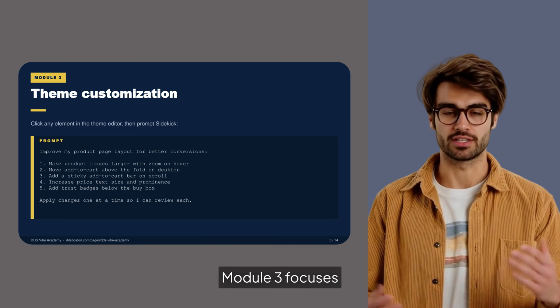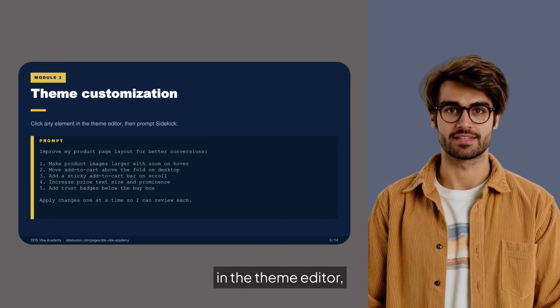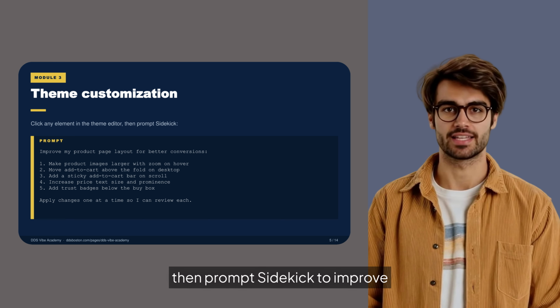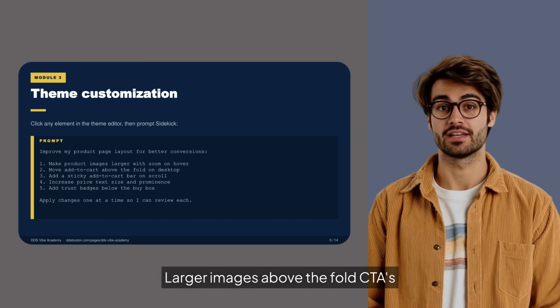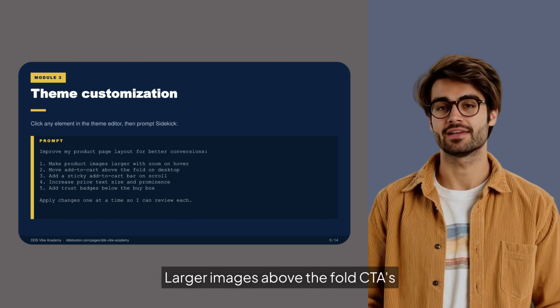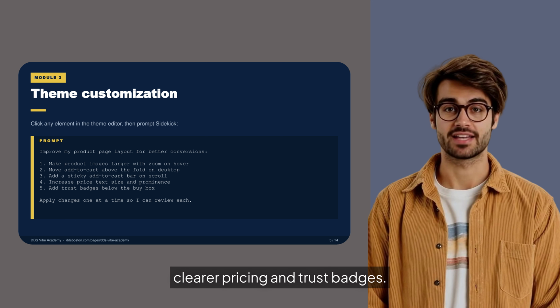Module 3 focuses on theme customization. You'll learn to click any element in the theme editor, then prompt Sidekick to improve product pages for conversion. Larger images, above-the-fold CTAs, sticky add-to-cart bars, clearer pricing, and trust badges.